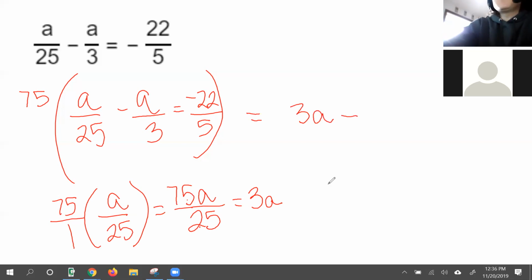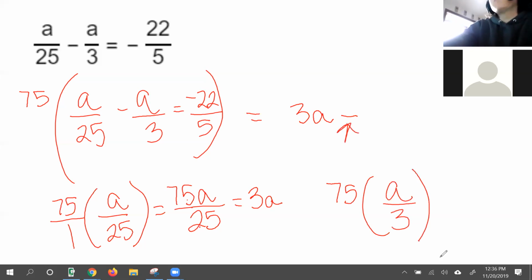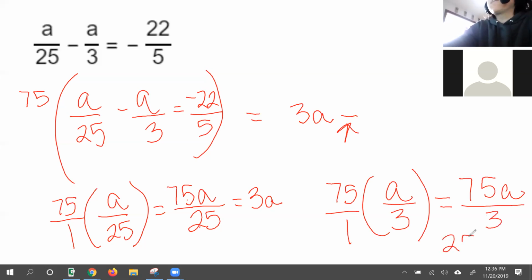For my next one, I would go 75 times a over 3. And technically it's a negative, but I'm putting the negative in the problem, so that's okay. And then if I multiply straight across, I would get 75a over 3, which is 25a.